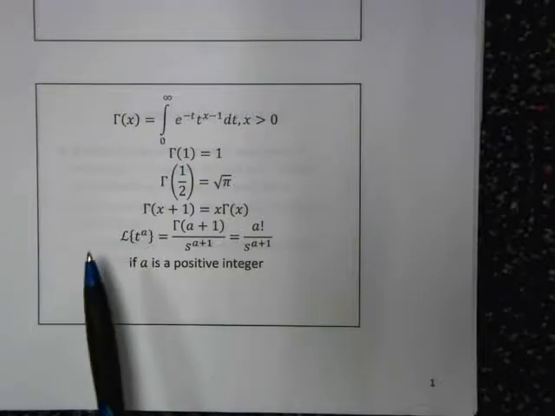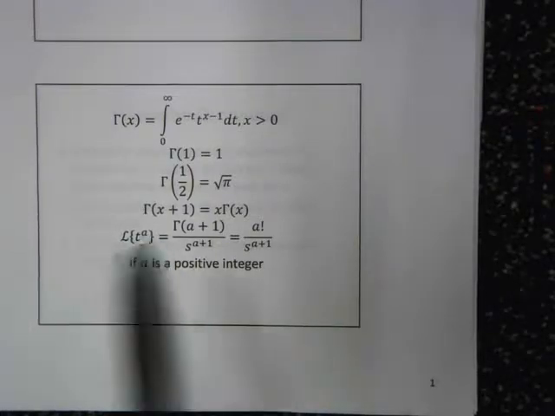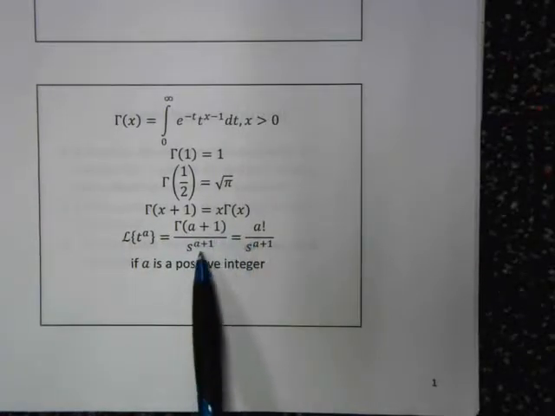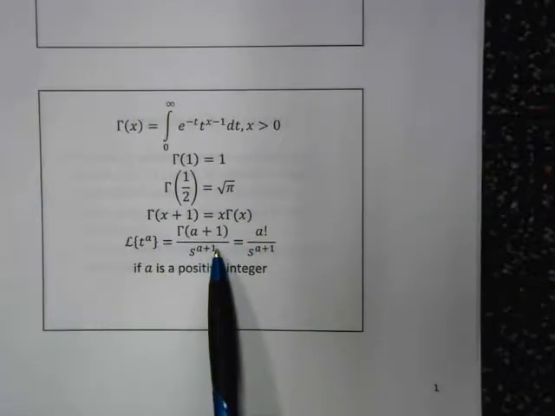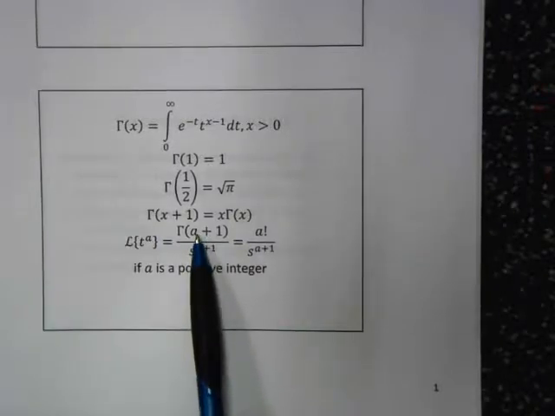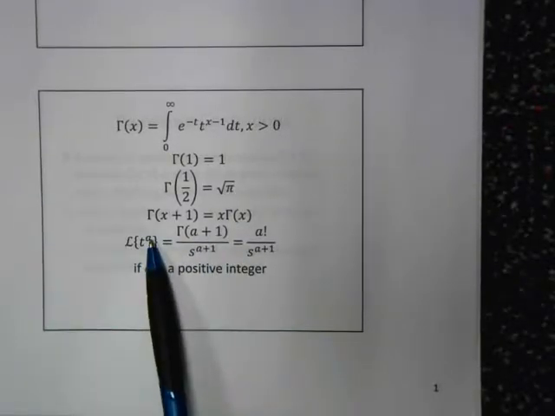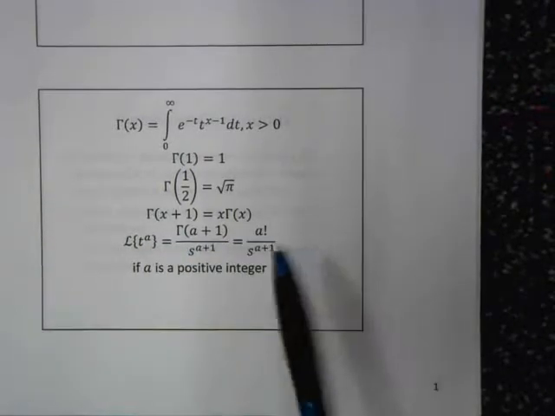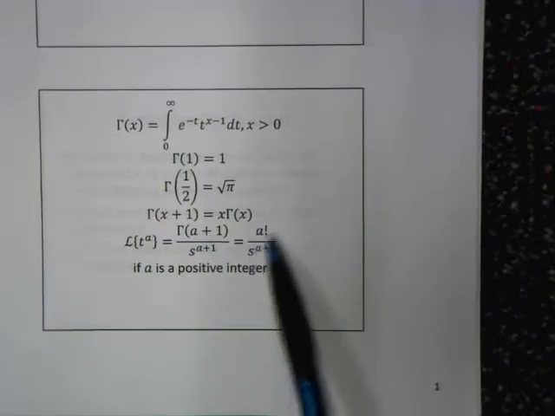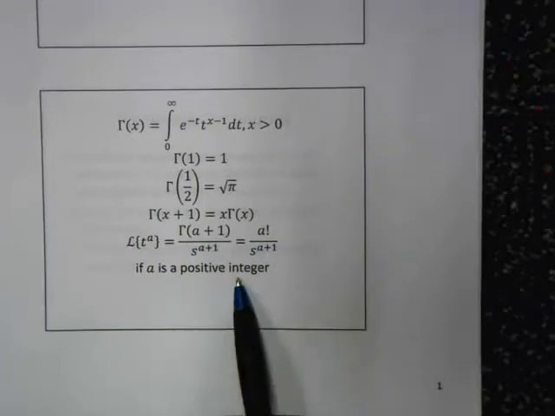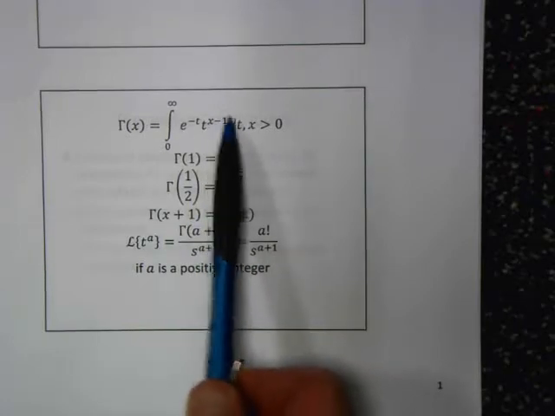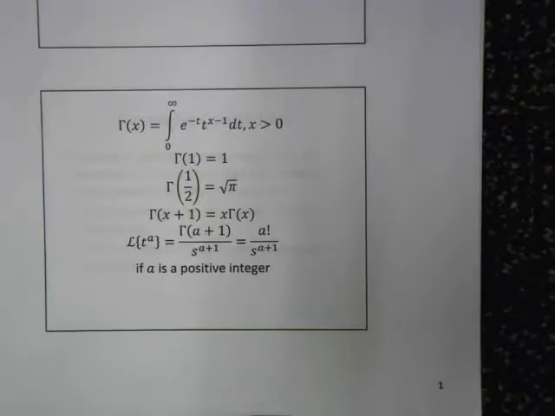And then here's the answer. The Laplace transform of t to a power is gamma of a plus 1 divided by s to the a plus 1. So if a is a third, then it's going to be gamma of 4/3, which turns out to be a factorial if a is a positive integer. But if a is not a positive integer, then it's gamma of 1/3. You'd have to plug 1/3, 4/3 into there, integrate, and see what you get.